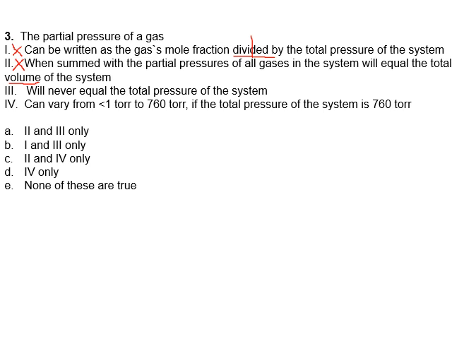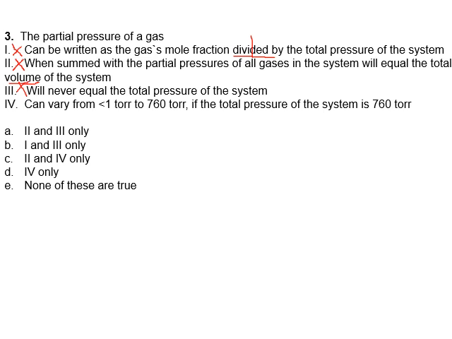Number 3, will never equal the total pressure of the system. Okay, so for this one, the answer is that it could equal the total pressure of the system if there's only one gas. So like if you've got a balloon with O2 in it, then the partial pressure of the O2 gas will equal the total pressure of the balloon, because the mole fraction for the O2 would be 1, right? So you would multiply 1 times the total pressure. So the way this is written, this one is also wrong. So we've only got one chance left.